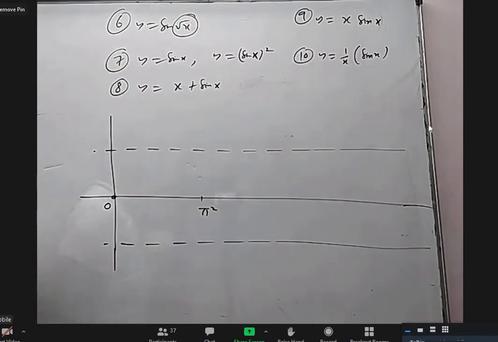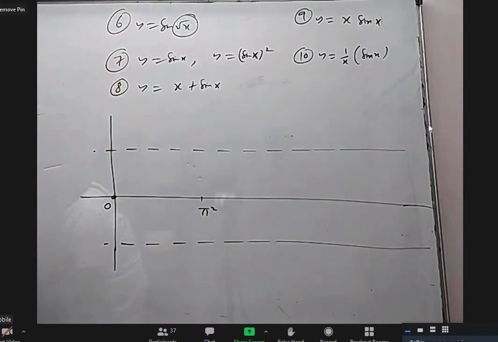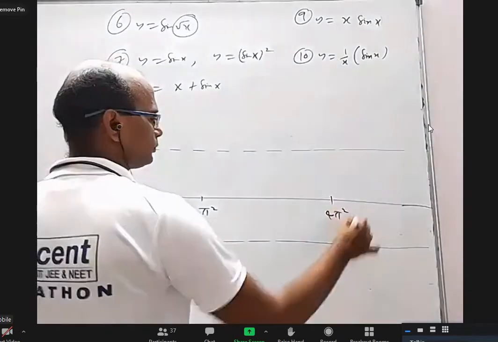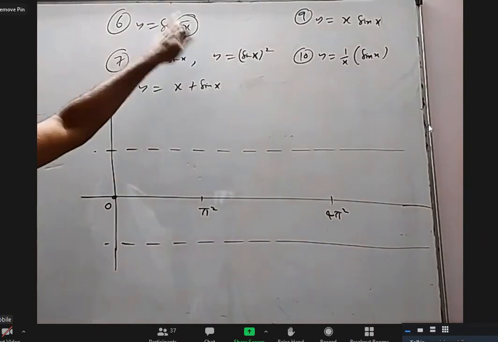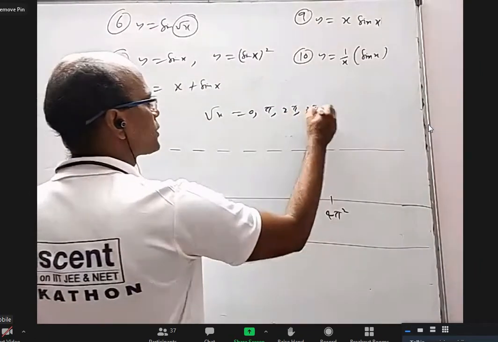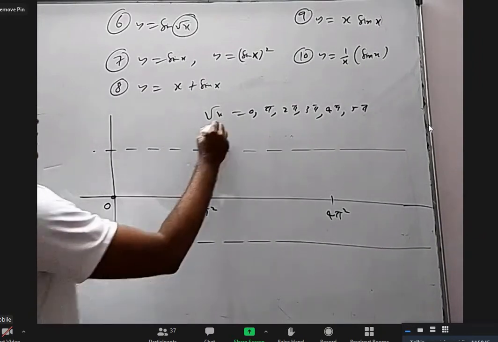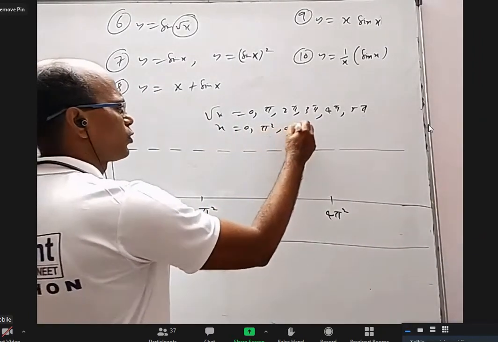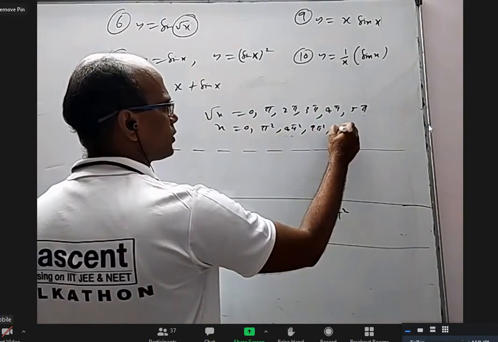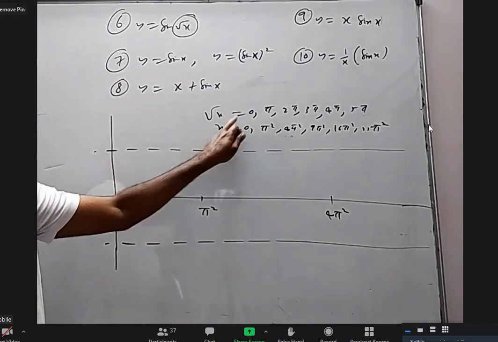When is the next time it will be 0? Pi to the power of 4? No. If you put pi power 4, it becomes pi square, and sin pi square is not 0. It will be 4 pi square, because when you put 4 pi square, root x becomes 2 pi and sin 2 pi is 0. Basically, whenever root x becomes 0, pi, 2 pi, 3 pi, 4 pi, 5 pi, then sin will be 0. So x will be 0, pi square, 4 pi square, 9 pi square, 16 pi square, 25 pi square.